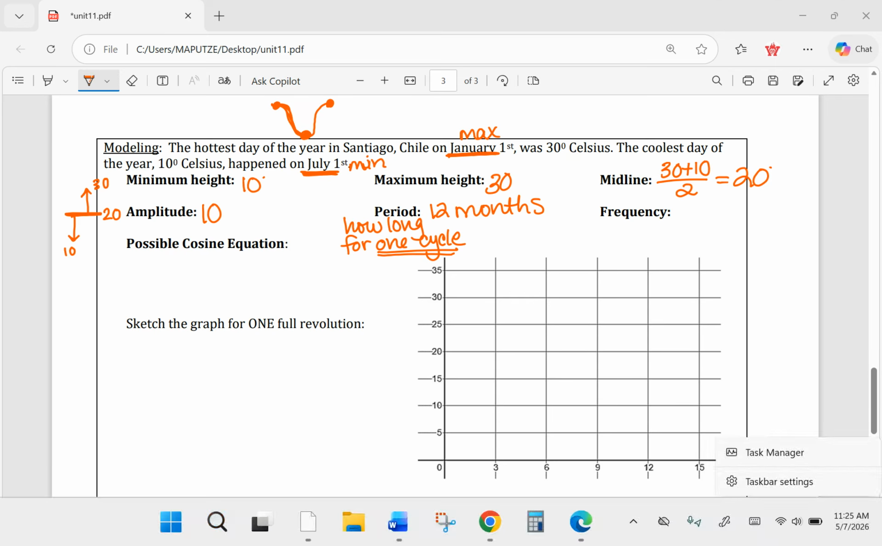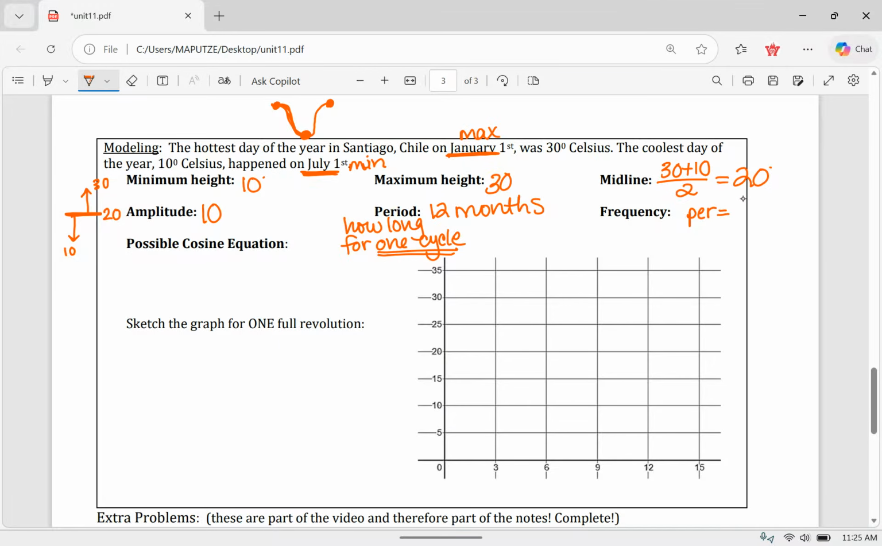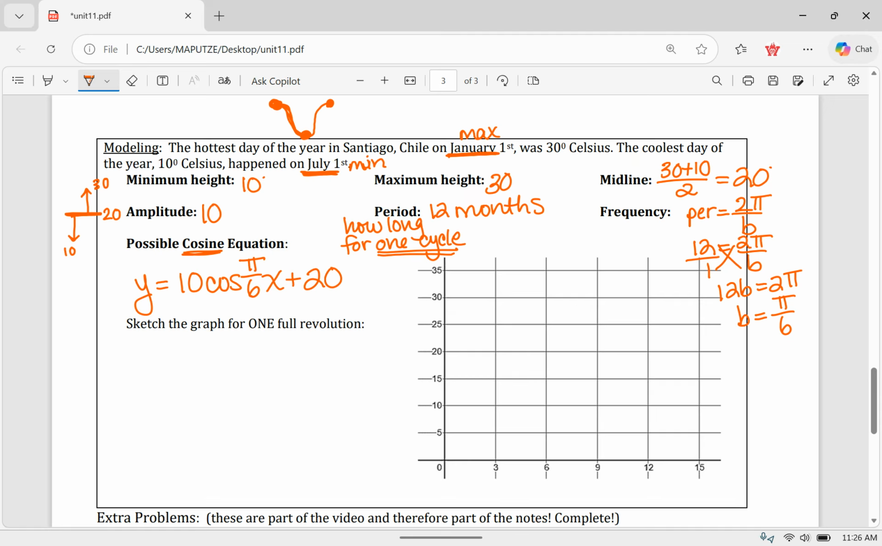So how do we get frequency? We're going to do that same thing we did on the previous page, where we're going to take that formula for period and we're going to solve. Now that we know the period is 12, we're going to go ahead and cross multiply and solve here to get out our frequency of pi over 6. So now we start putting it together. They've told us they would like us to use cosine. You're starting at a maximum, so we're going to go positive. So positive 10 for our amplitude, cosine, put in your frequency, that was what we just found, and then your midline, make sure that gets tacked on.